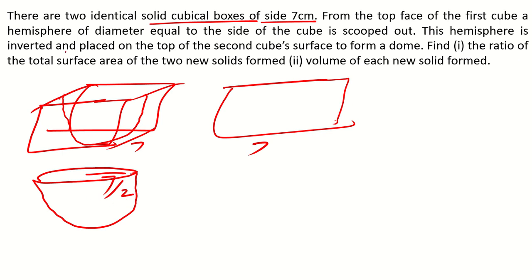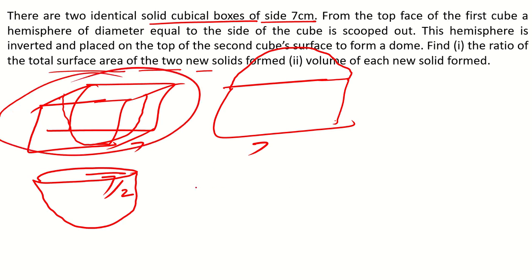Now this hemisphere is inverted and placed on top of the second cube's surface to form a dome like this. We have to find the ratio of the total surface areas of the two new solids formed. So what will the first solid be? It will be like a cube, but inside it will be scooped like this, touching from here.